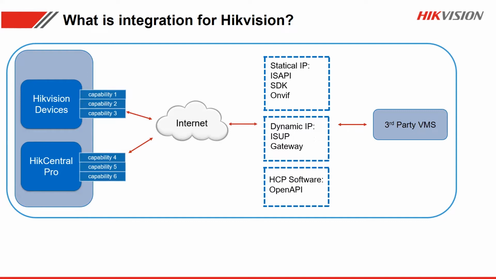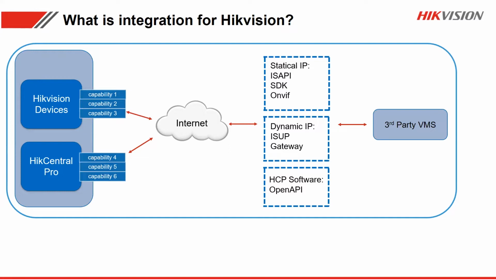And for some cases, if you like to select our mobile devices, like the body camera, for most of the time the devices have a dynamic IP. That means that you have to use our ISUP protocol, or you can use our gateway software to do the device management and to get real-time events, check the live video stream, playback stream, or two-way audio. I will go through this part later in detail.